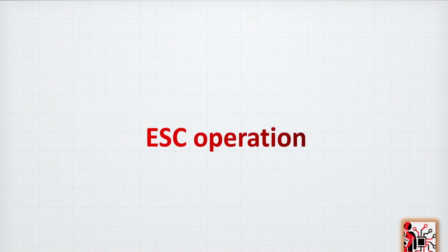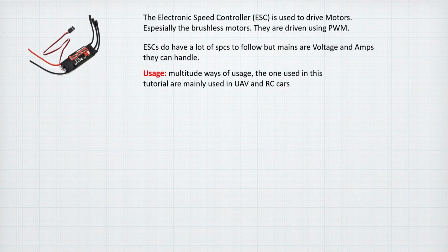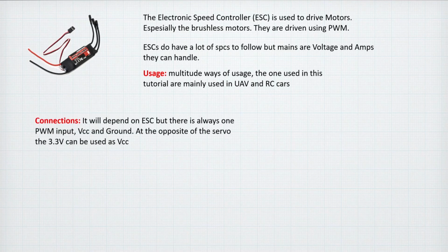So for the ESC operation, let's take a quick look at the electronic speed controller. This is mainly used for driving motors, especially brushless motors, and PWM is used to control the speed. You also have to confirm the specifications of a certain ESC. The main things to review are how much voltage it can take and also the amperes it can handle. After that, there are multiple uses, but the one that you are seeing here is used in both RC planes and RC cars.